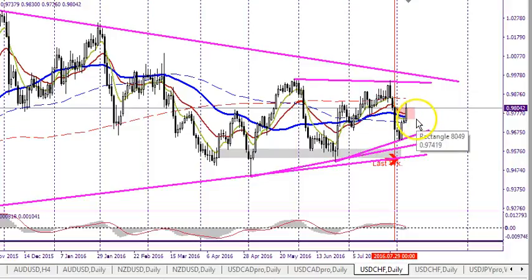If you're forecasting or anticipating where price could eventually go, it could go much higher up to here, and if it breaks this area, then higher up to here. So this is what I see with this pair.